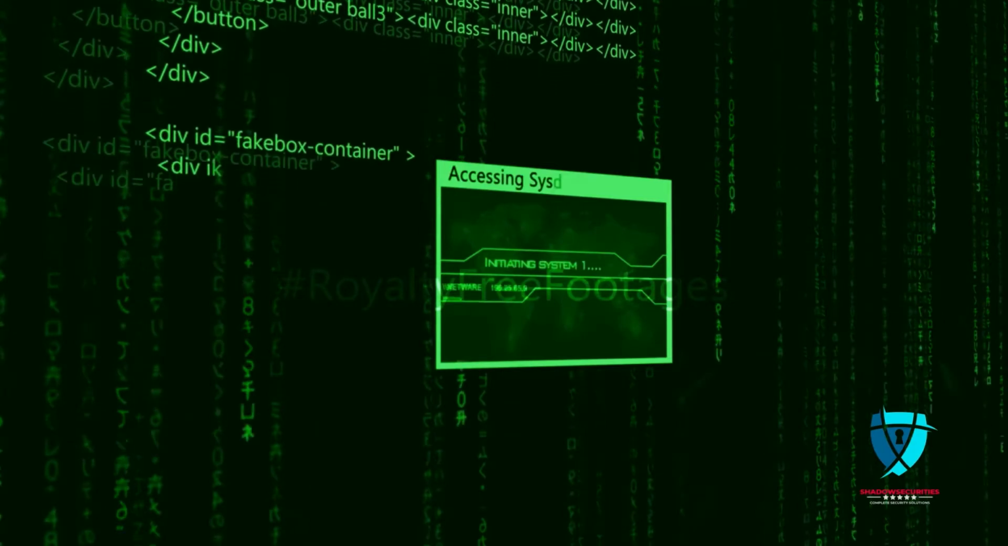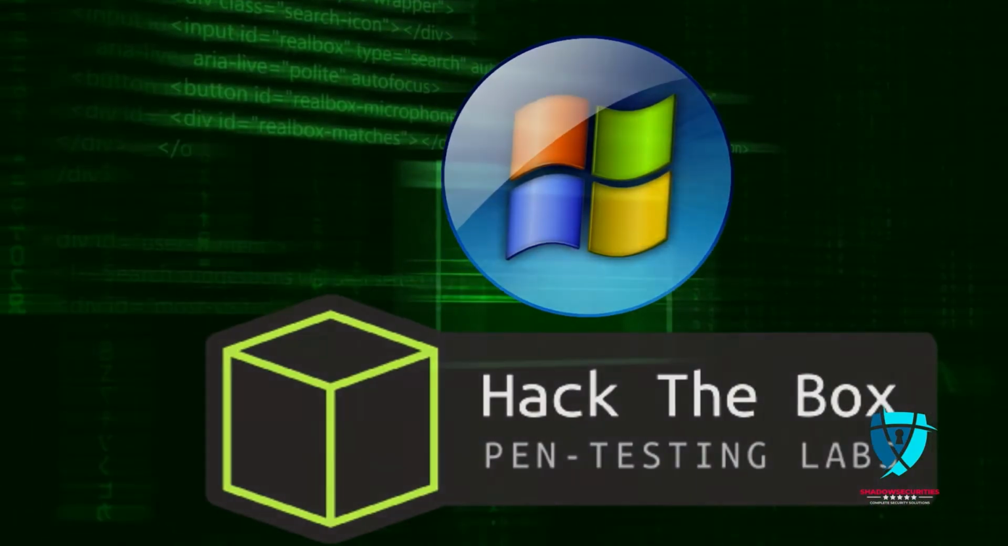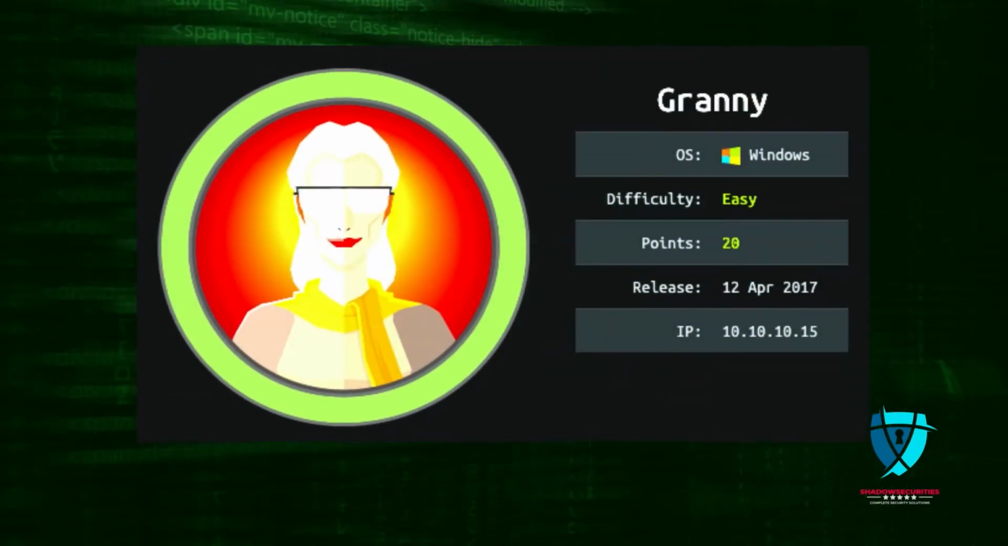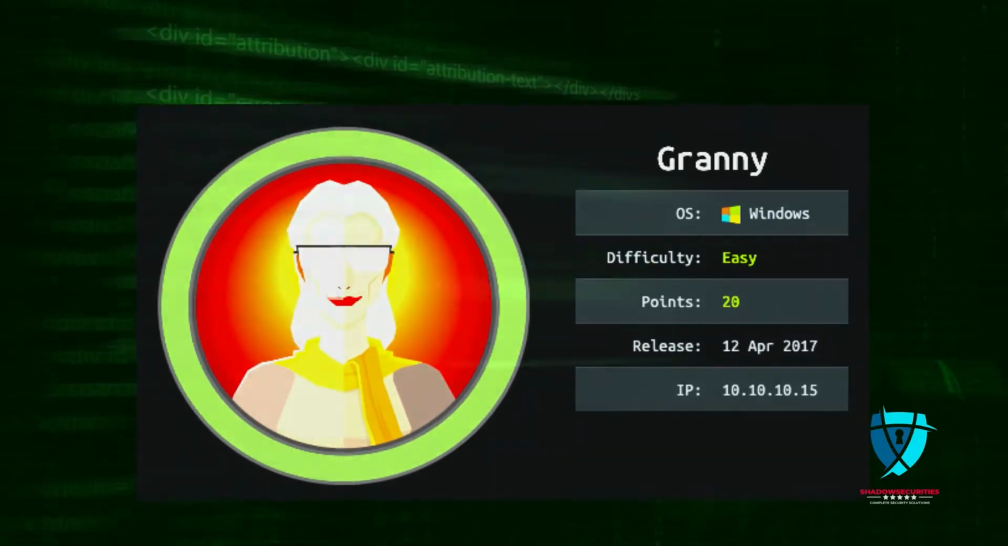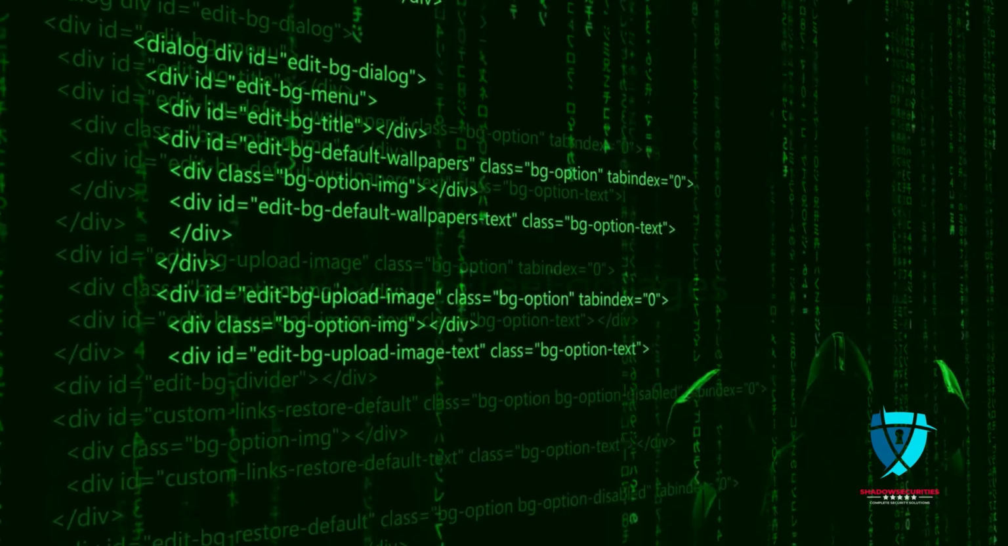My name is Surya, back again with another Windows based machine from Hack the Box. The machine is from the list of OSCP preparation. The machine name is Granny. As the title says, there must be some old version or service running. Without any discussion, we will start the video.